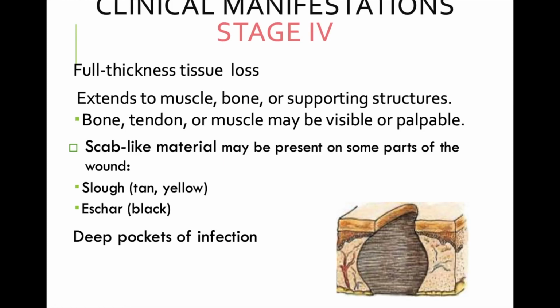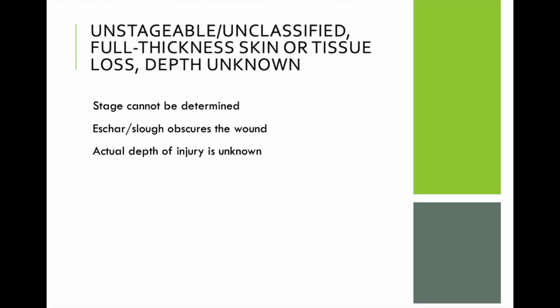Then you have your stage 4, which is your full thickness tissue loss, which is where you might see bone, muscle, tendons, everything. Not all stage 4s are going to show bone, so don't get that confused. Just because you don't see bone doesn't mean that it's not a stage 4. And then these patients are either going to have slough, which is this tan yellowish material in them, and then eschar is black, so it looks like necrosis. Okay, and these are very, very deep.